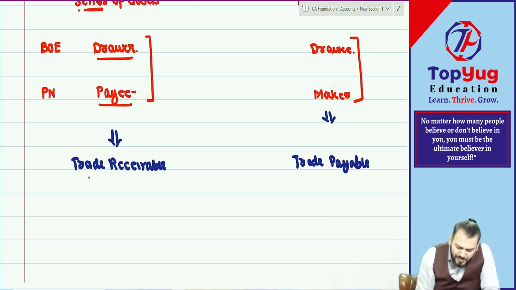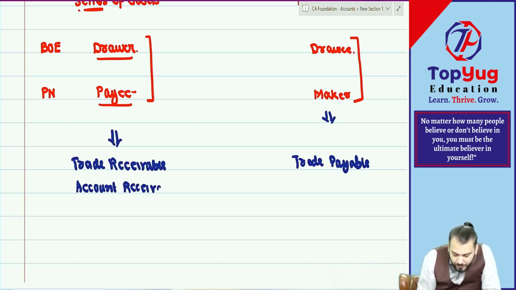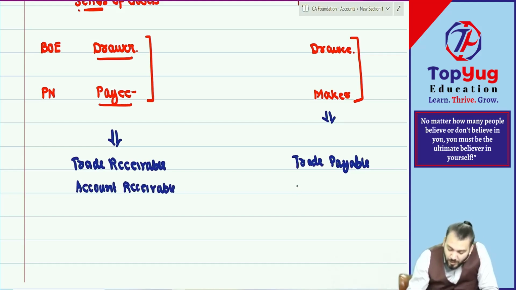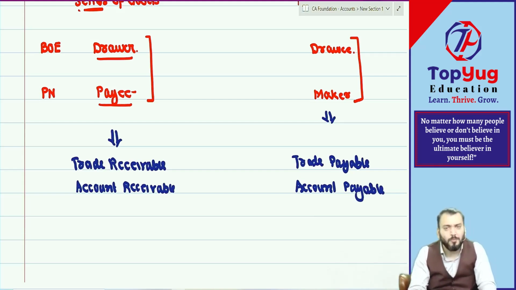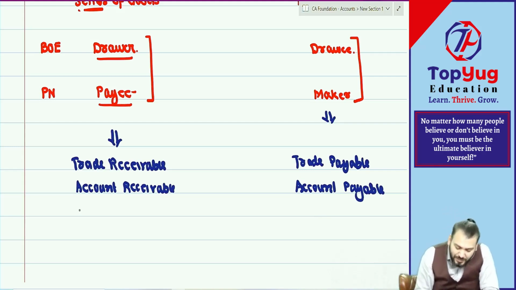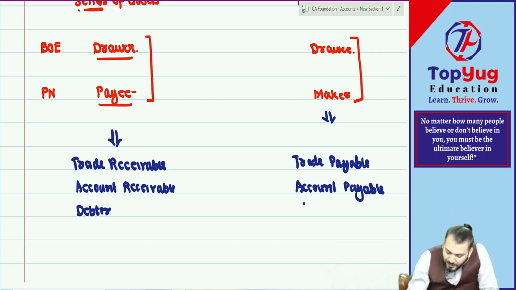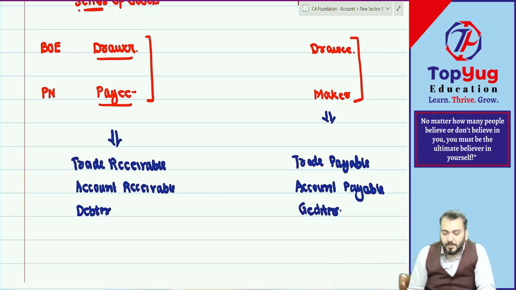Correct. Can I say this trade receivable is also known as account receivable? Yes or no? And trade payable is also known as account payable. I hope when I was doing the journal entry I informed you about this. And this is nothing but debtor, and this is nothing but creditor.